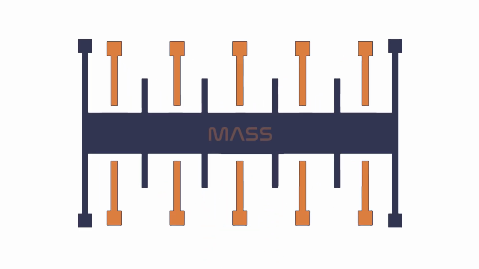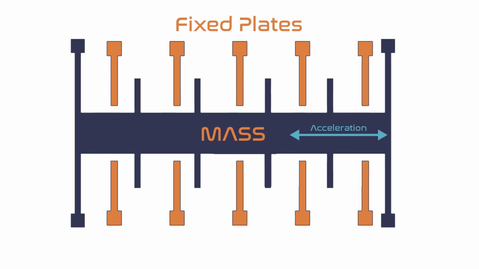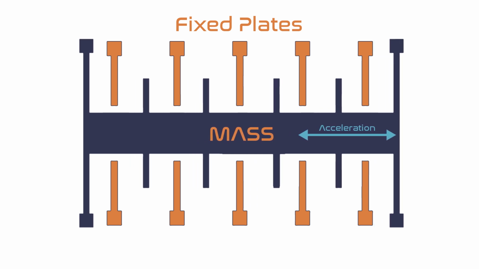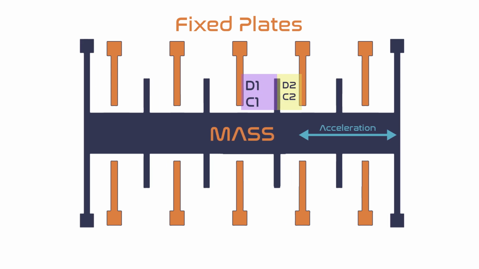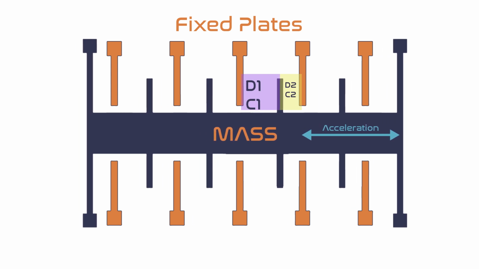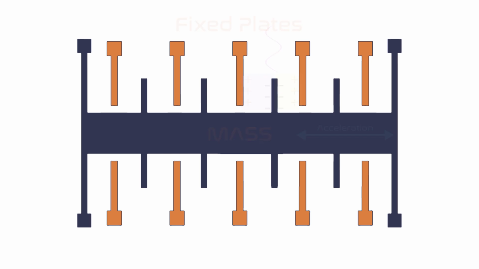Inside, tiny masses with plates on the sides are suspended by springs between a set of fixed plates. When the athlete moves, these masses shift, altering the distance between the plates. This change in distance affects the capacitance between the movable and fixed plates, which in turn alters the voltage level, generating a signal that corresponds to the movement.